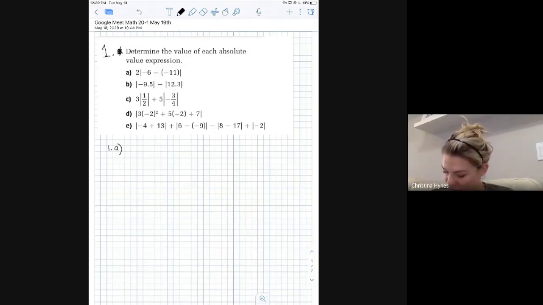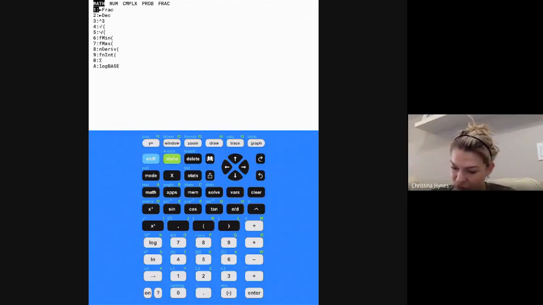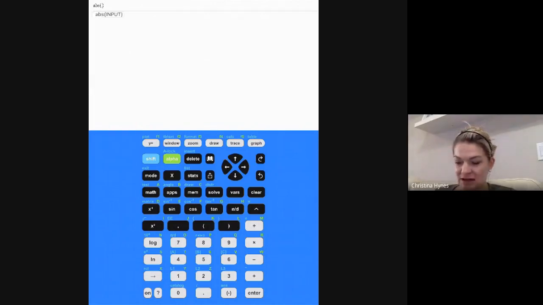So if you go to your graphing calculator, make sure you have a graphing calculator in front of you so you can see what buttons I'm pressing. You're going to press math. Then go to the right where it says number. At the very top of the screen, you see NUM. Go to the right, highlight that. And once it's highlighted, you'll see ABS, which is a short way of saying absolute value. If you press that, then you can put absolutes around whatever you want.